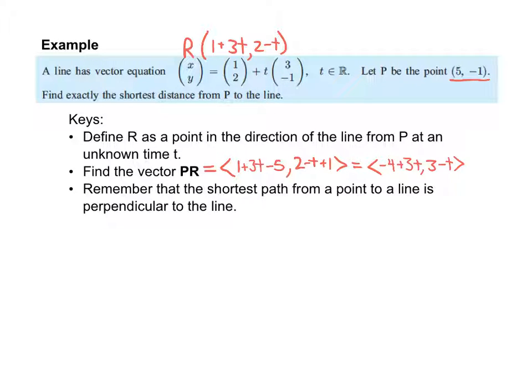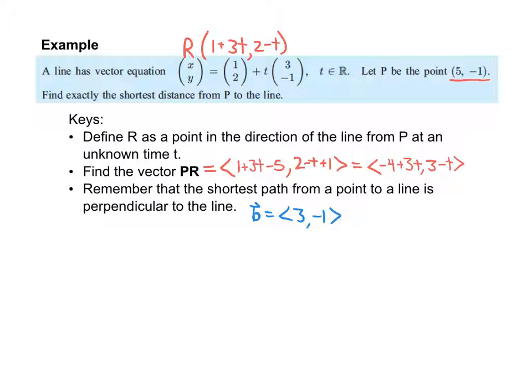Come on, guys. We're on like the last lesson of the unit. We should know this one. We should be able to pick this out easily at this point. 3, negative 1 is our velocity vector, okay? So that's the B. Our velocity vector B is 3, negative 1.